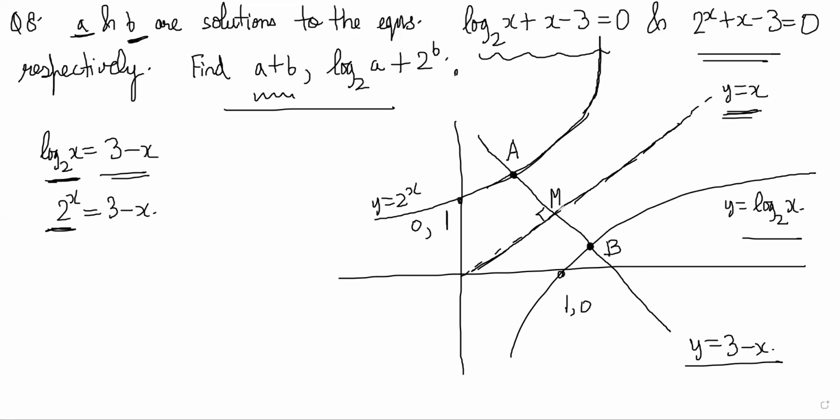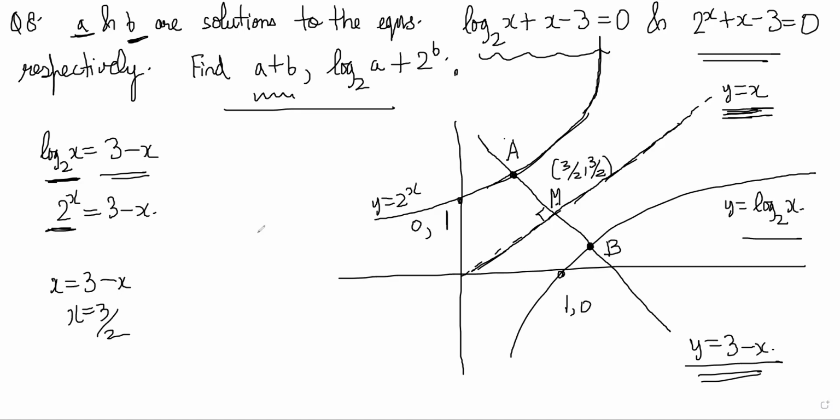Let's call this middle point as M. This M point is the intersection point of the graphs of y is equal to x and y is equal to 3 minus x. And if you solve x is equal to 3 minus x, you'll get x is equal to 3 by 2. So this middle point is basically 3 by 2 comma 3 by 2, right? And this point A is the intersection of 3 minus x with 2 power x.